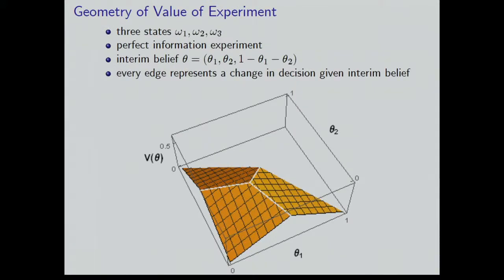Okay. So just to get a little bit of geometry, if I'm starting out with a posterior belief in a 3-state space, so theta 1, theta 2, and 1 minus those, as the interim belief, then I can ask myself, what is the value of a perfectly informative experiment? And that's basically a mountain with 3 faces. The edges represent the fact that, given the prior or the interim belief, we would switch the action to one that is more appropriate. And clearly the most value is attached by that person who has the least informed prior or interim belief.